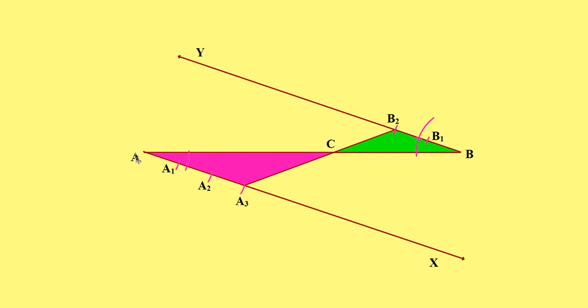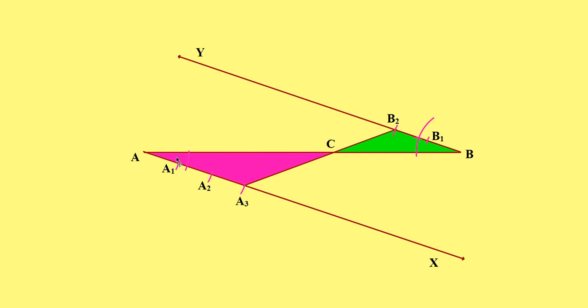Here you can see two triangles, A3AC and B2BC. These two triangles are similar by AAA similarity because these two angles are equal, being vertically opposite. Then alternate interior angle A is equal to angle B. Alternate interior angles, angle A3 is equal to angle B2. So three angles are equal, so these two triangles are similar. If triangles are similar, their corresponding sides are proportional.